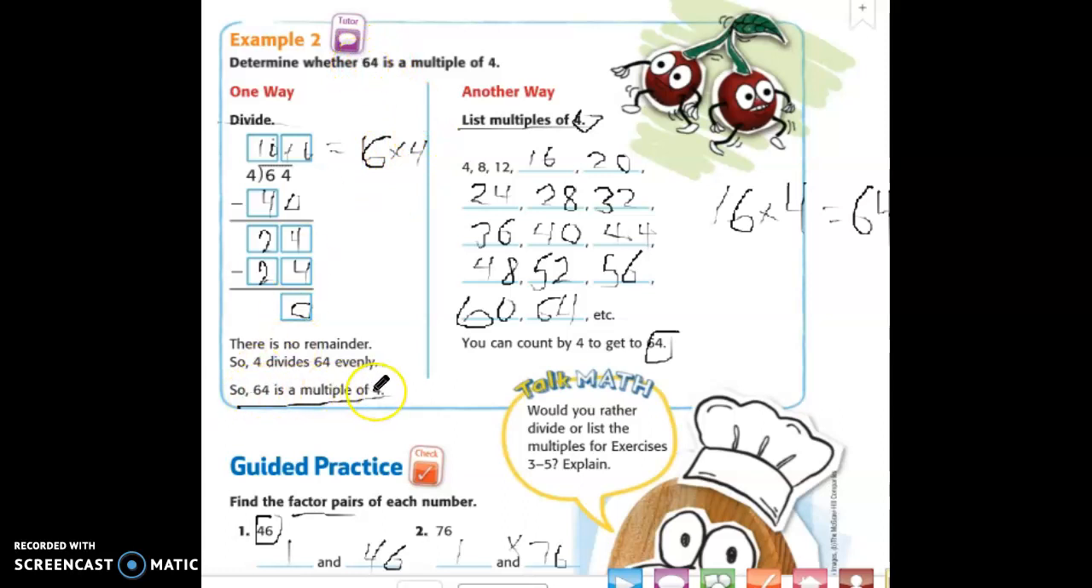So 64 is a multiple of 4. Or the other way I can do it is 4, 8, 12, 16, 20, 24, 28, 32, 36, 40, 44, 48, 52, 56, 60, 64. And since I got to 64, I can tell that it is a multiple. Either of these ways will show that 64 is a multiple.